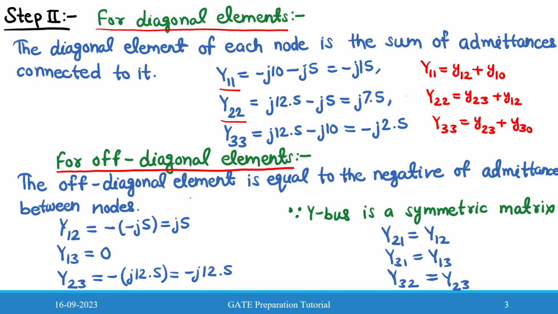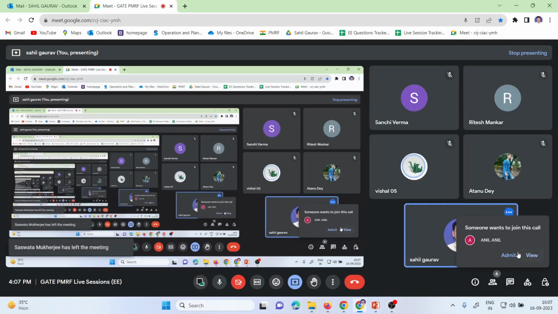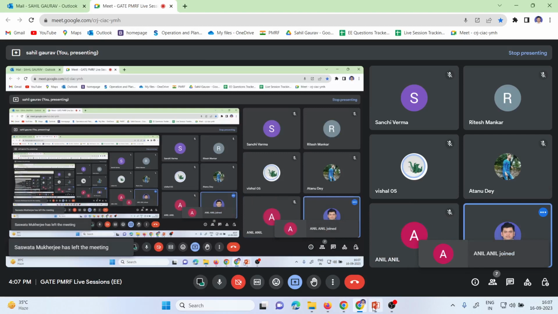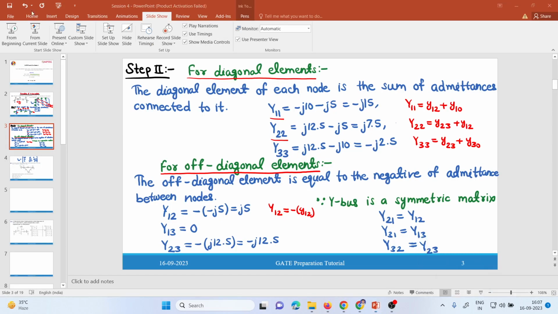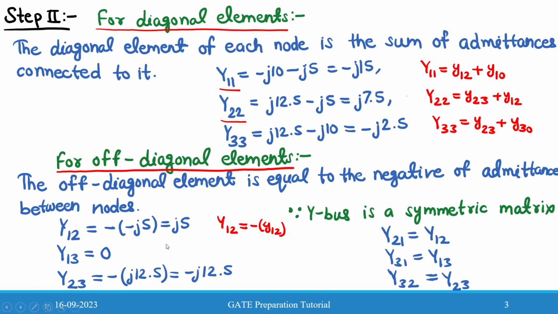For finding the off-diagonal elements, each is equal to the negative of the admittance connected between the nodes. So for Y12, you need to take the negative of y12. y12 is minus j5, so it will come as j5. In a similar way, we will find all the off-diagonal elements, and there is no element connected between bus 1 and bus 3, so it is coming as 0.